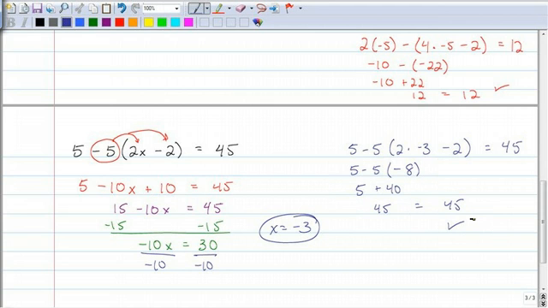So hopefully you have a better understanding now of how to do this, and good luck with your assignment.